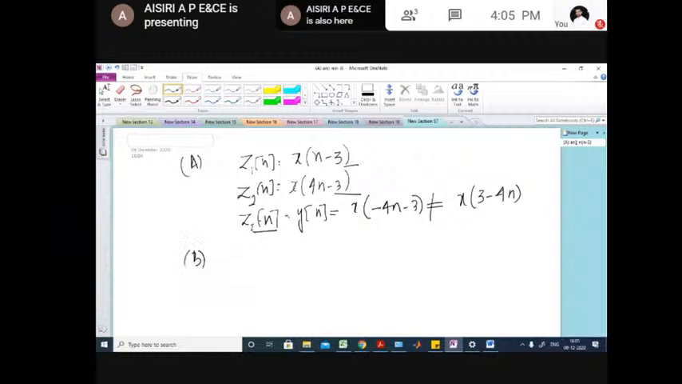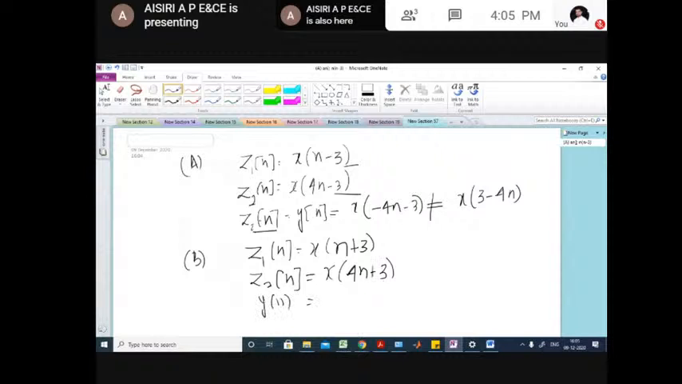When I check option B, option B says first advance x of n by 3 samples, that is my z1 of n will now be x of n plus 3. Then pick every fourth value of z1 of n, that is x of 4n plus 3, and then obtain y of n by performing time reversal, z2 of minus n. That would give me x of 3 minus 4n, which is equal to x of 3 minus 4n. So I have obtained the answer as option B.